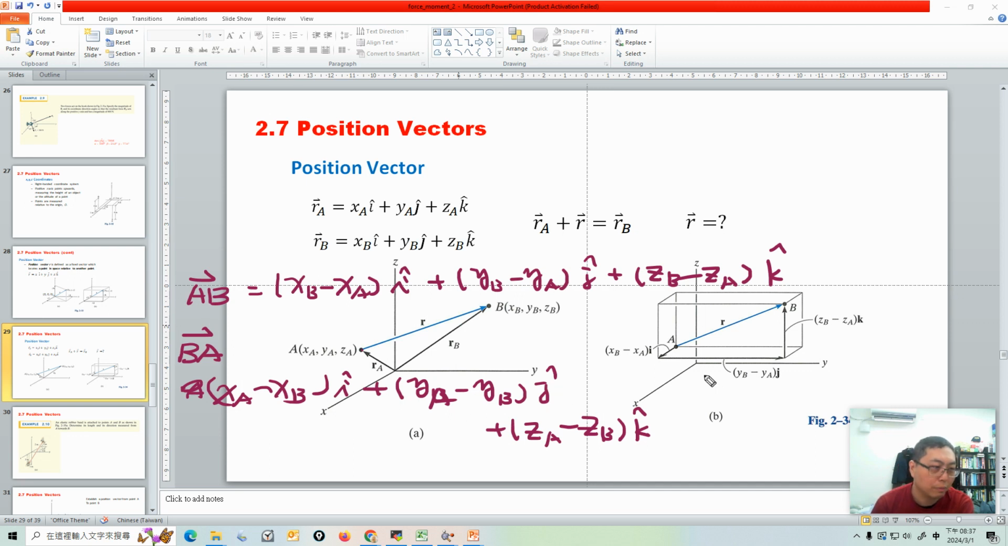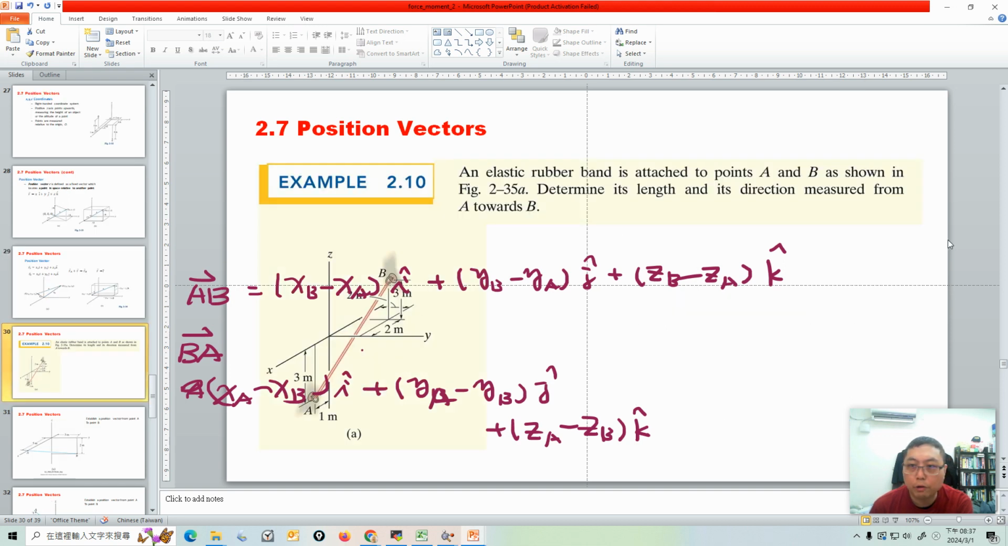Okay, the AB vector and the BA vector are not equal. It will have a minus sign. Okay, let's start with a very simple example.